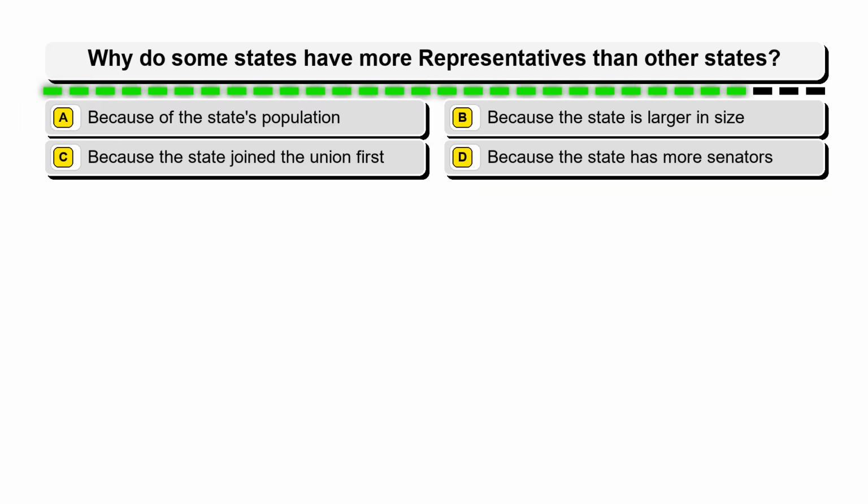Question 27. Why do some states have more representatives than other states? Option A, because of the state's population. Option B, because the state is larger in size. Option C, because the state joined the Union first. Option D, because the state has more senators.